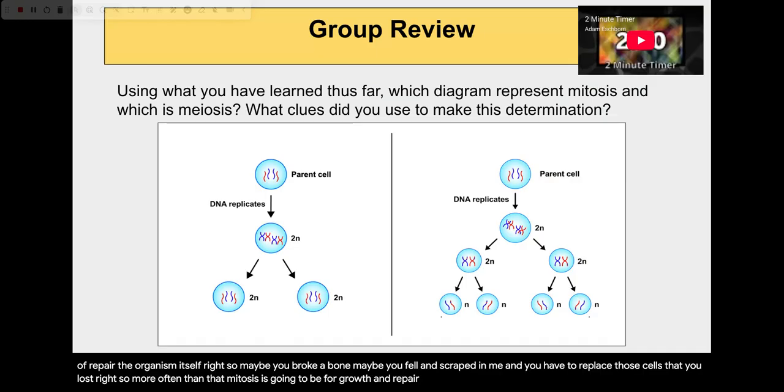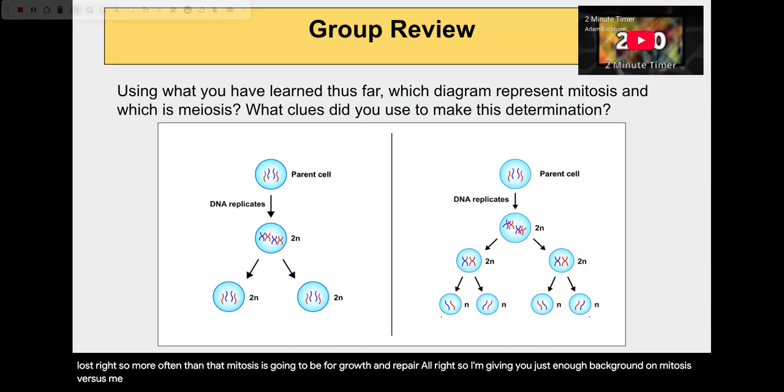All right, so I've given you just enough background on mitosis versus meiosis to be able to answer this question. I want you to tell me which diagram is mitosis and which is meiosis.